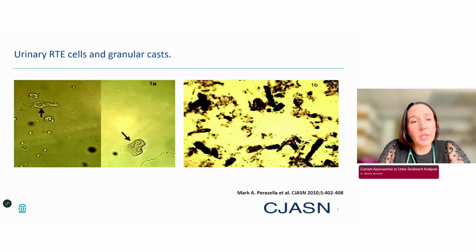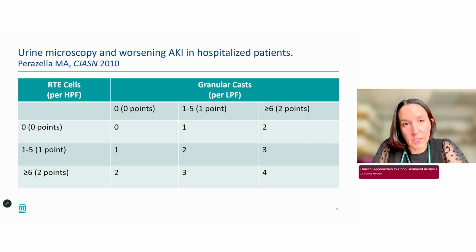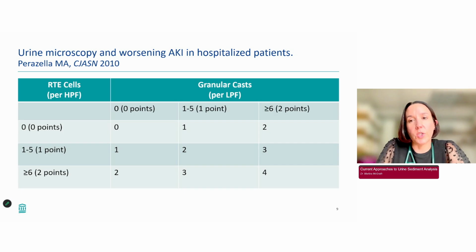This is what they were looking for: the renal tubular epithelial cells on the left versus the granular casts on the right. The scoring system was quite simple. It looked at renal tubular epithelial cells per high-powered field, between 0 and greater than 6, and granular casts per low-power field, between 0 and again greater than 6. A grid scoring system is shown here, where those with the most abnormal urine sediment got a maximum score of 4.